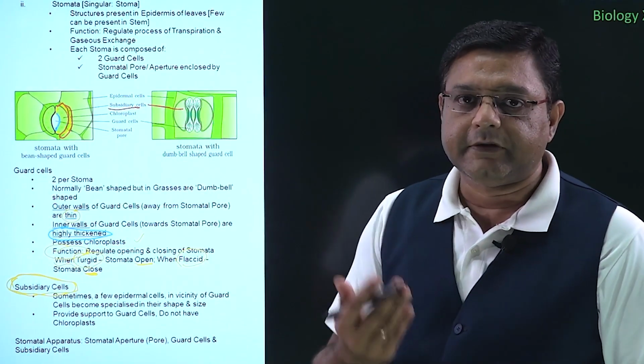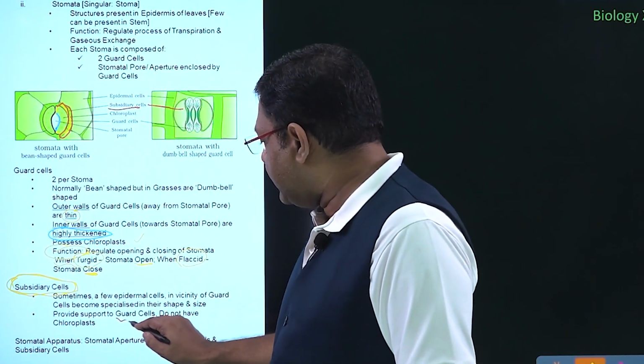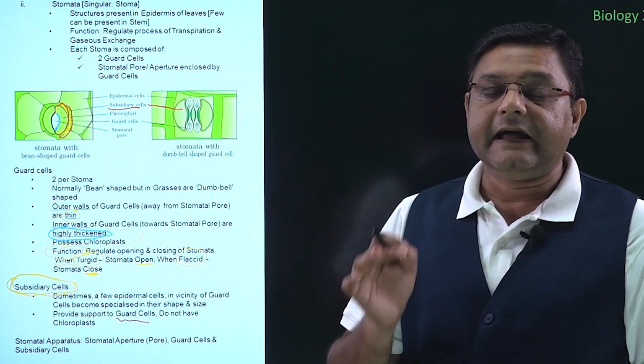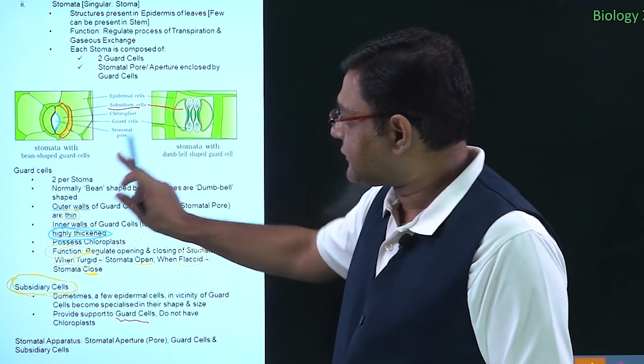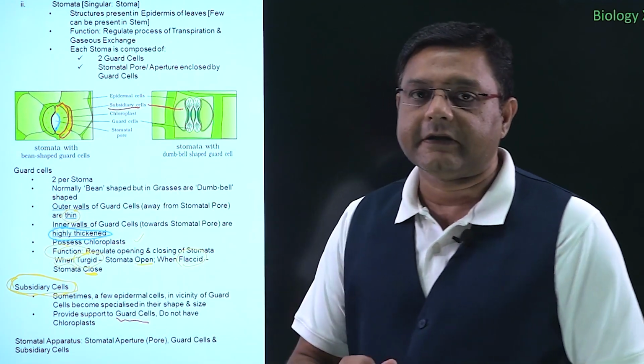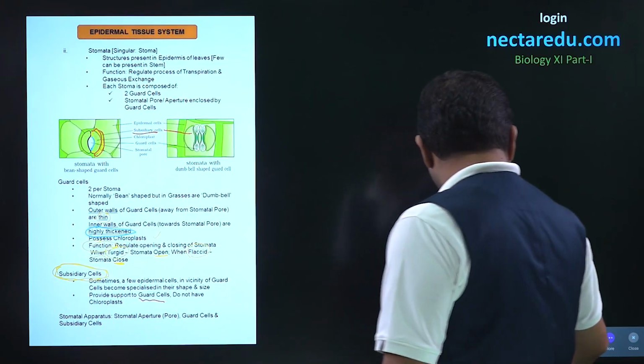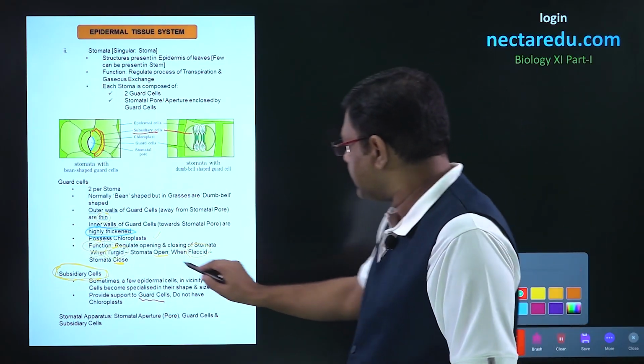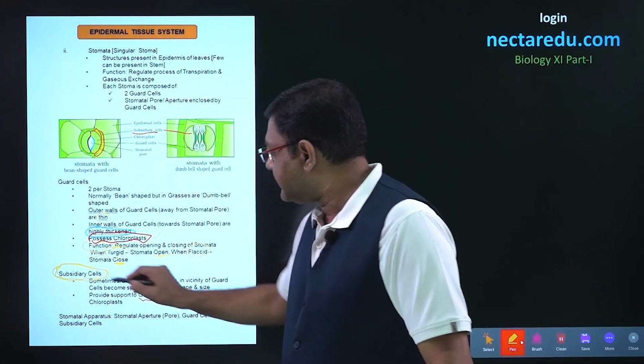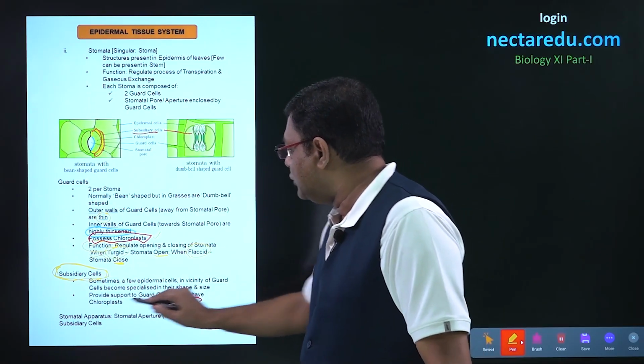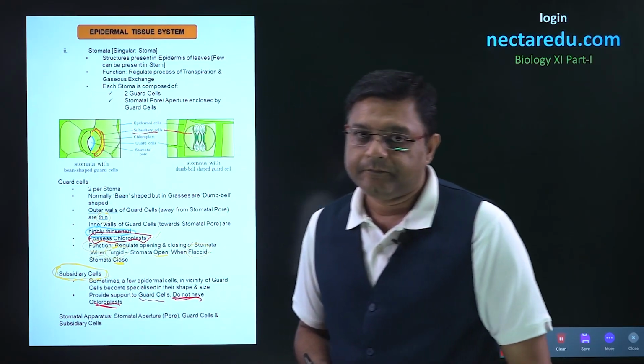The function of subsidiary cell is that these provide support to guard cells, and important difference between the structure of guard cells and subsidiary cells is that these guard cells have chloroplast. But if we talk of the subsidiary cells, then they do not have the chloroplast.